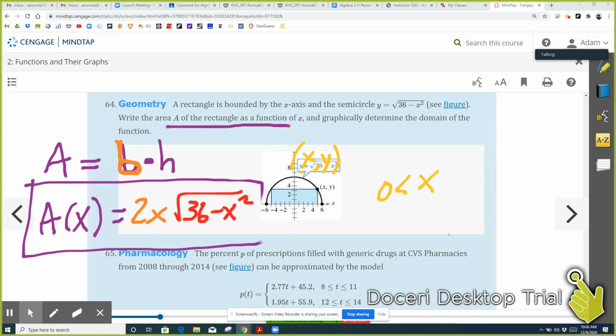And then the maximum it could be would be a really wide rectangle like this, where x is just less than 6. It can't equal 6 because then you don't have a rectangle, you just have a line. So that would be the domain of x. All right.